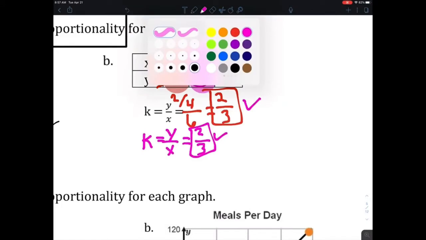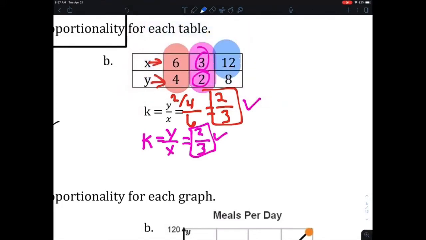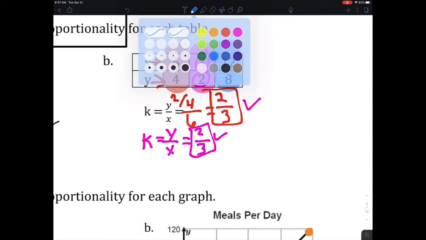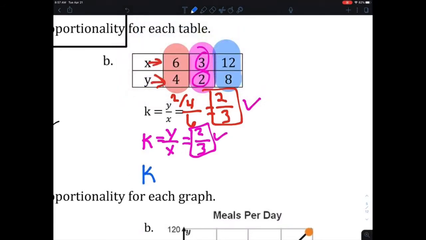And my last example, let's do it in blue. So we're going to do k equals, my y value in this one is 8, over my x value, which is 12. That one doesn't match with the rest of them. Why? Yes, good job in answering that, guys. Because it's not in simplest terms, right? So let's simplify this. What number can go into the numerator and the denominator evenly?